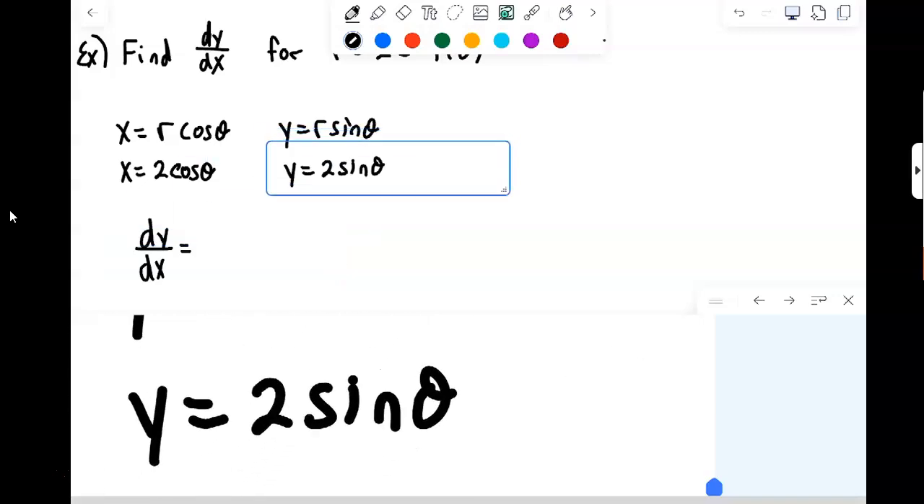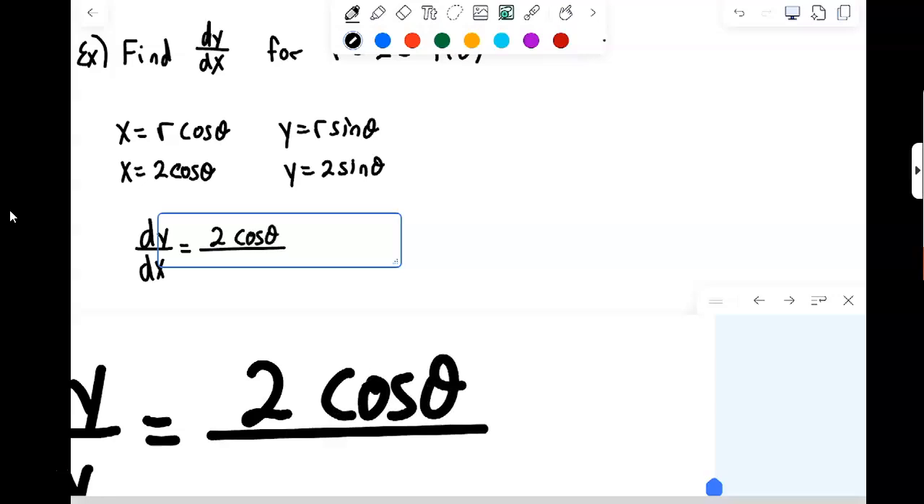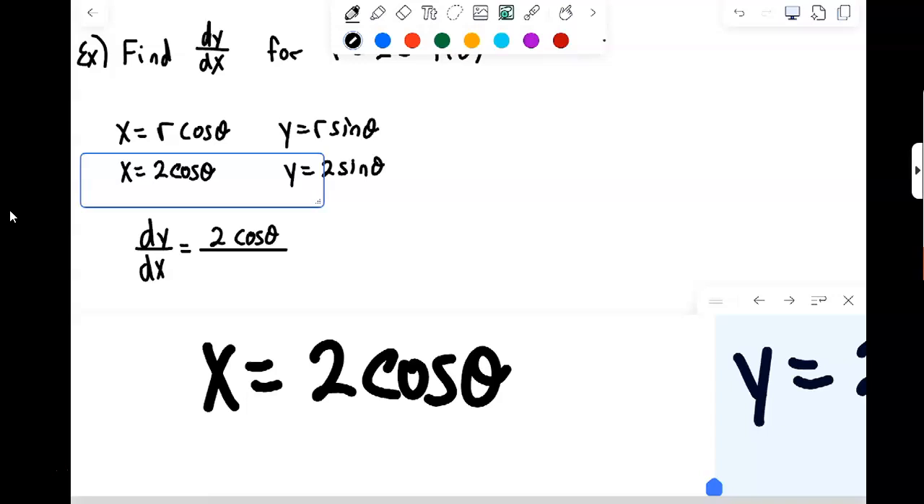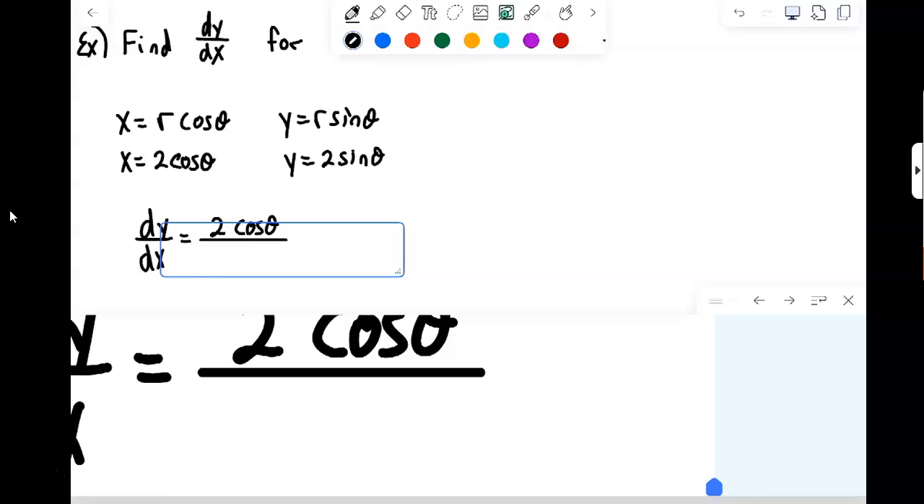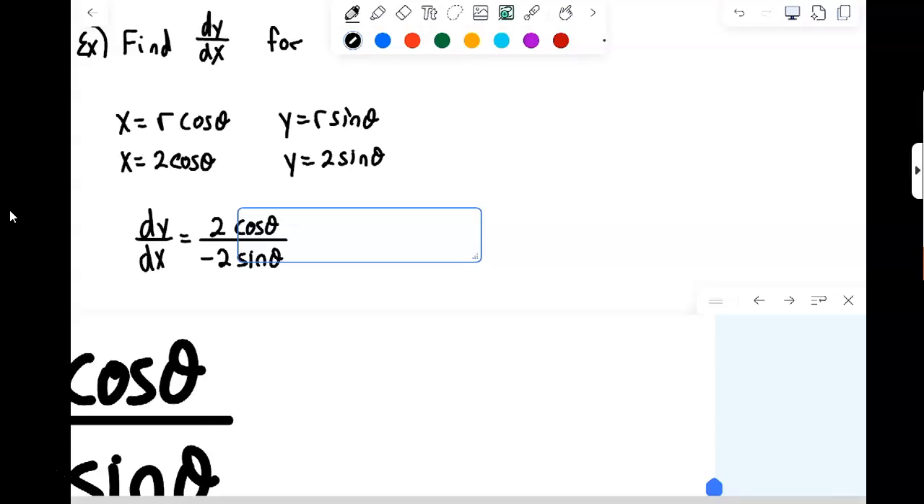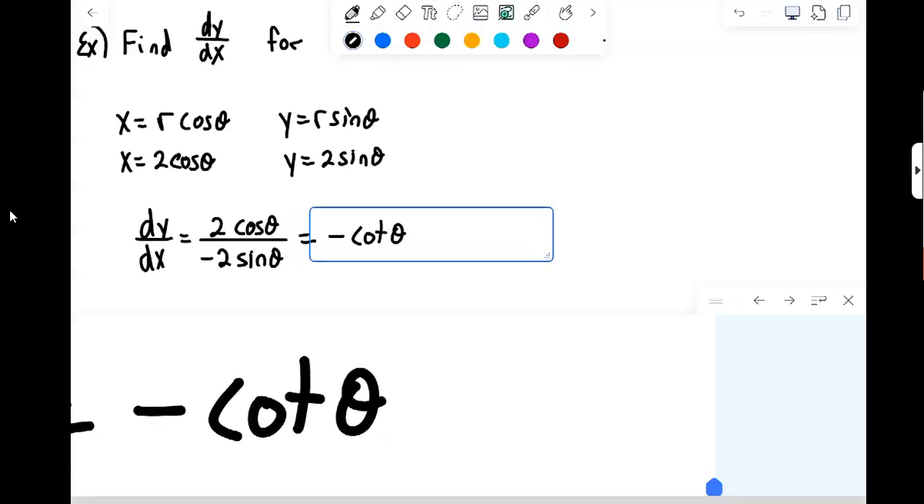would be the derivative of y with respect to theta. So that would be 2 times the cosine of theta over the derivative of x, which would be 2 times the negative sine, which is negative 2 sine theta. The 2's cancel out, and we actually get negative cotangent of theta. It turns out the derivative here, the slope of the tangent line, is actually the negative cotangent of the angle.